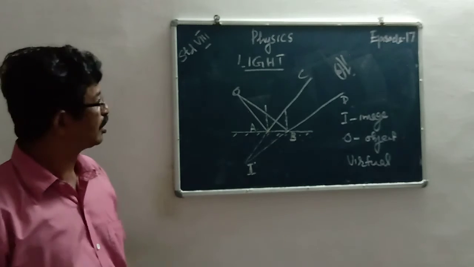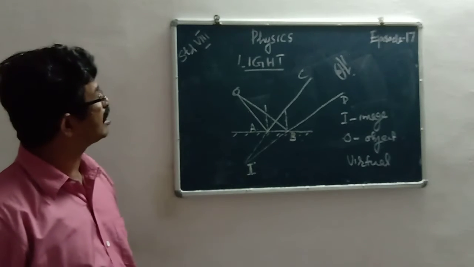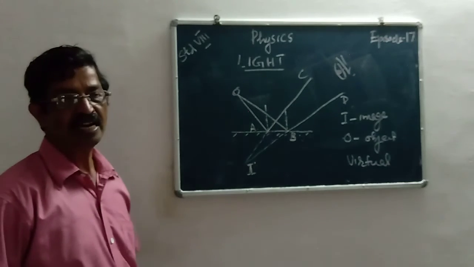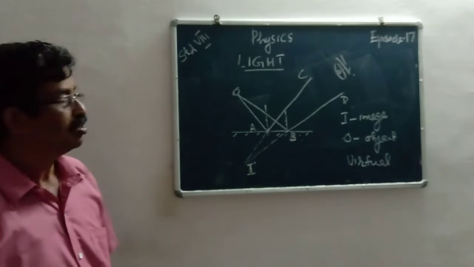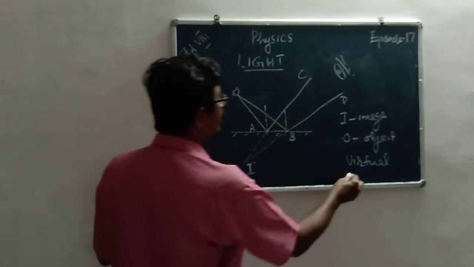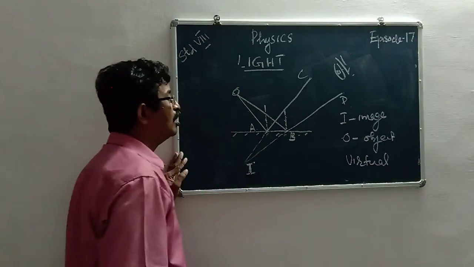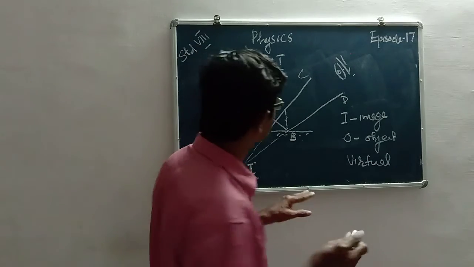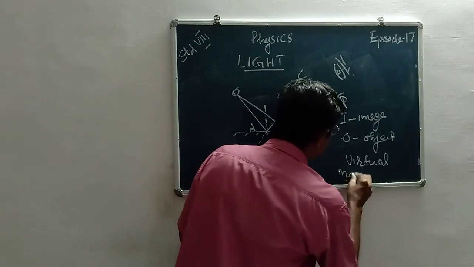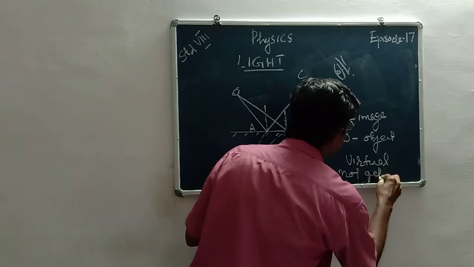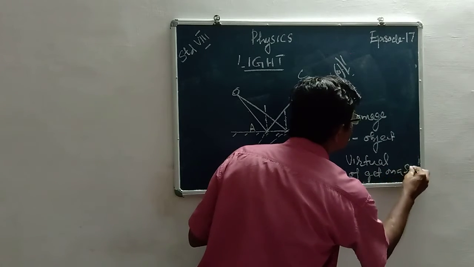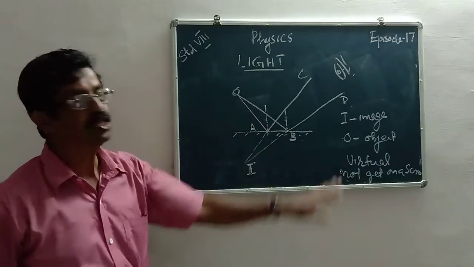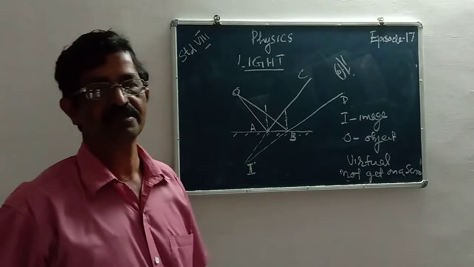What are the other things you know about the image formed by a plane mirror? Here the image formed is virtual, so we cannot get it on a screen. That image cannot be obtained on a screen.